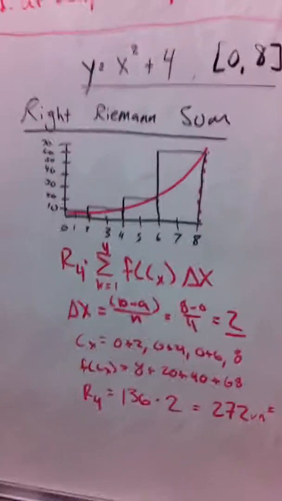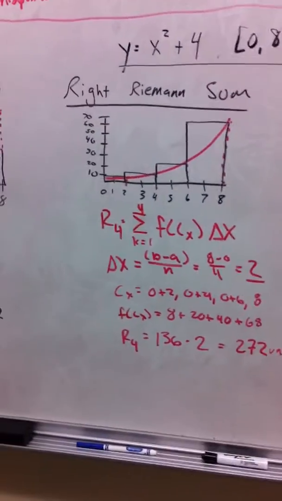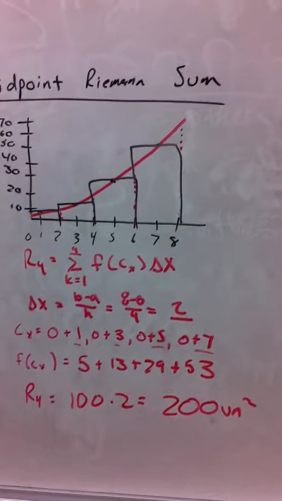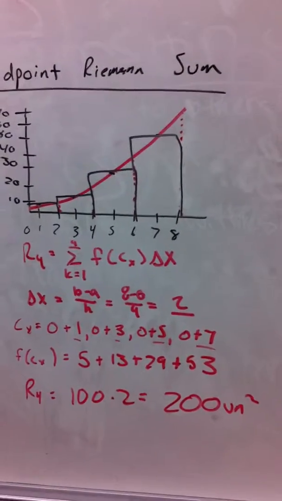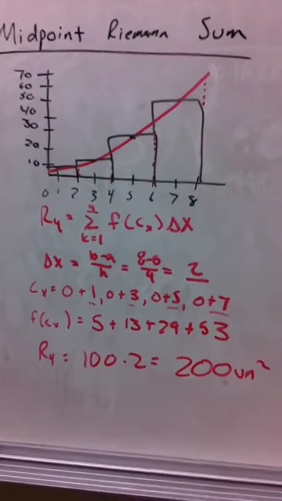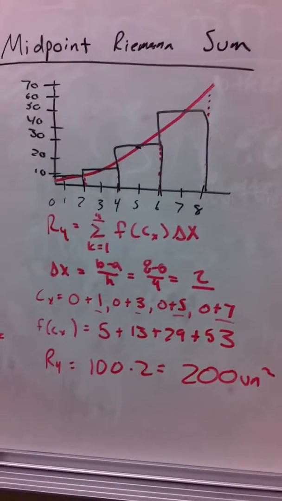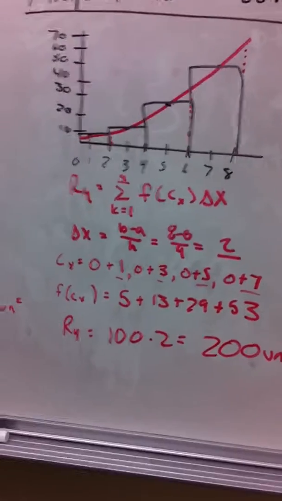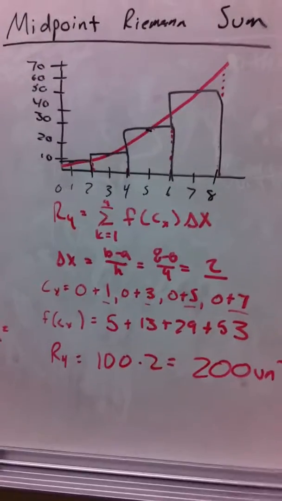So we can tell that one is an underestimation, and one is an overestimation. The midpoint Riemann sum is probably going to give us something a little bit in between. So you look at it, and the graph fits the function more. We're going to start by doing the same thing, just with a little twist on the c sub x. So for delta x, b is 8, a is 0, n is 4. So we get 8 minus 0 over 4, which is equal to 2.